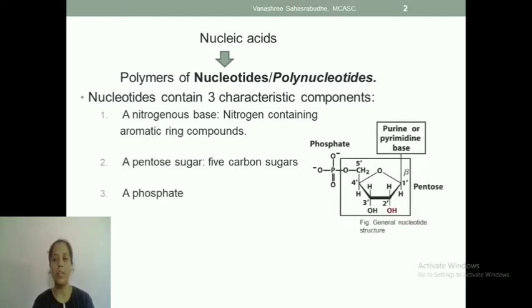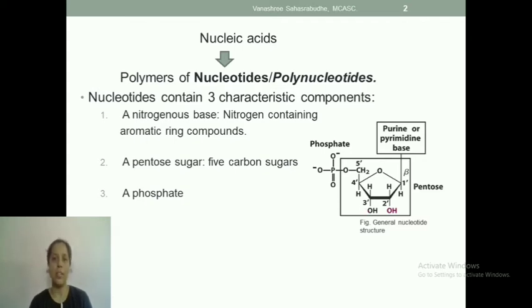Here you can see on the screen the general structure of a nucleotide. It contains a sugar. This is the pentose sugar in the box. Then to its first carbon, with an N-beta glycosidic linkage, is attached a nitrogen base, and to its fifth carbon, with an ester linkage, is attached the phosphate.